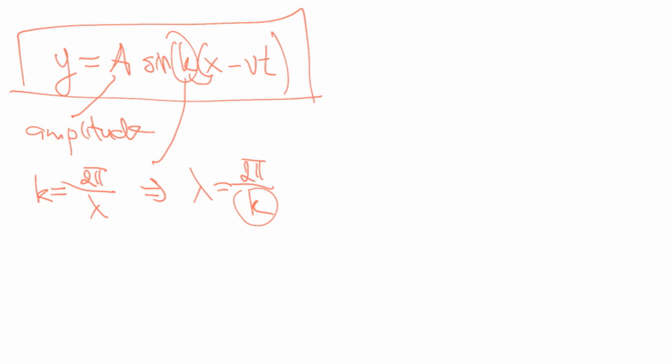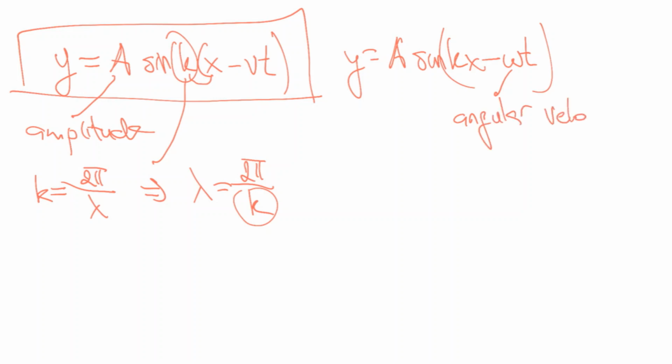And by the way, if I open the brackets, the things will be a bit different. It will be y equals A sine of kx minus omega t. And you know that omega is the angular velocity, measured in radians per second. What's the relation between v, velocity, k, wave number, and omega? You know that the omega is equal to v times k. You see, omega equals v times k.